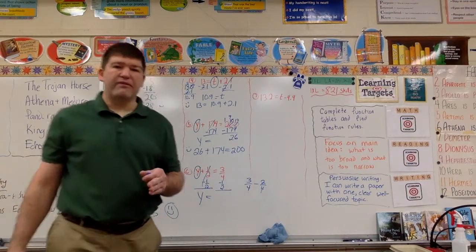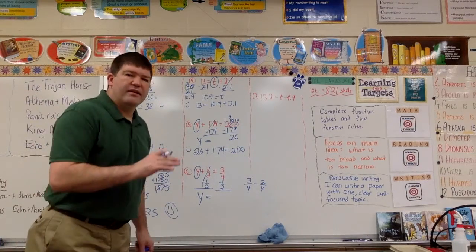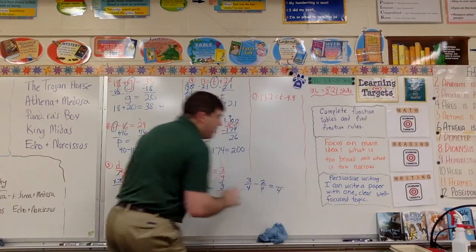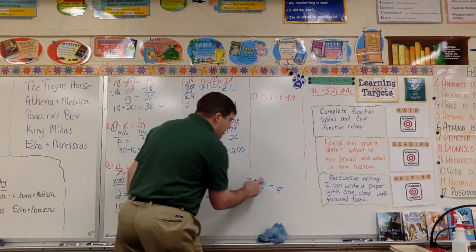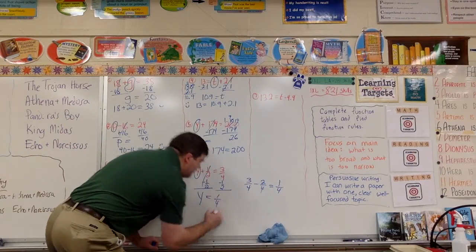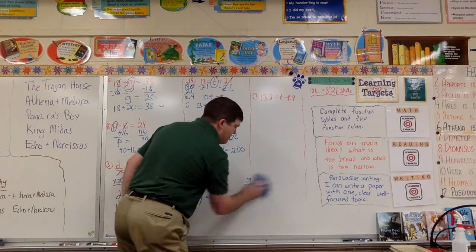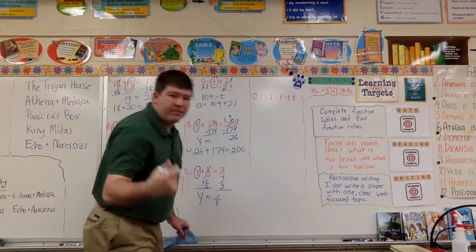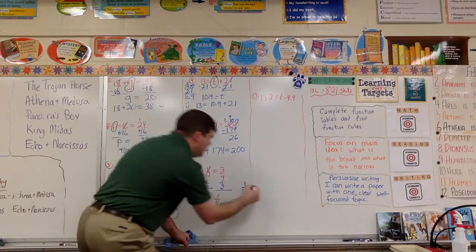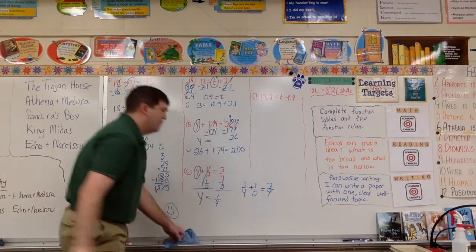Now, subtracting fractions, when they have the same denominator, you just go across and the denominator just goes with it. 3 minus 2 is 1/4. So I think y equals 1/4. Okay? But you know that I'm going to check it. So with 1/4 as y, y plus 1/2 equals 3/4.